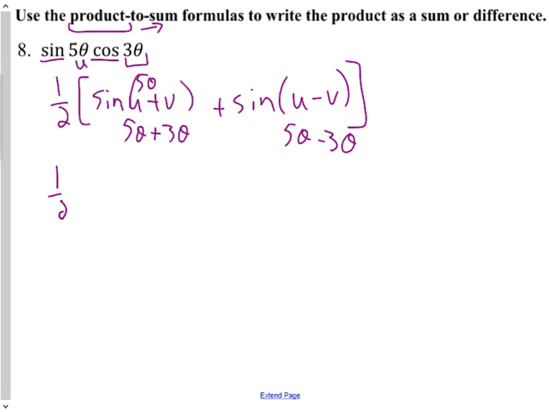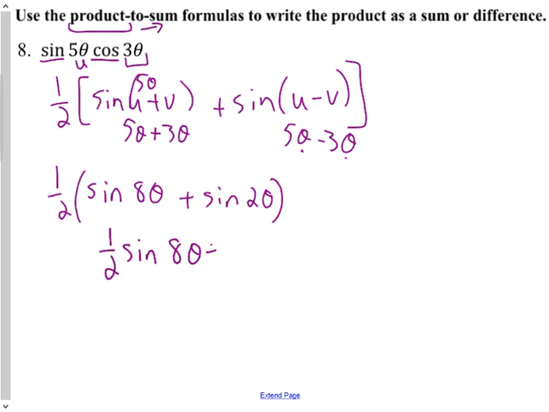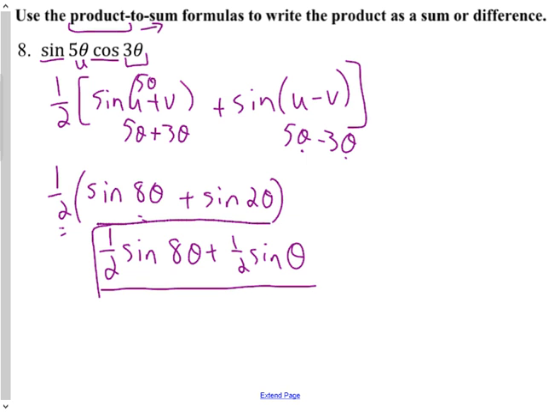Right, so half of sine of 5 plus 3 is 8 theta, plus sine of 5 minus 3 is 2 theta, and then we can either leave it like this, or we can distribute the half. So that's okay, or distributing the half: sine of 8 theta plus half sine of 2 theta. Either one of those work. I would say this looks a little more like a sum than this. This still looks like a product. So to be totally honest, that looks like what our final answer should be. Oh, I'm missing a 2 here. 2 theta. Okay.